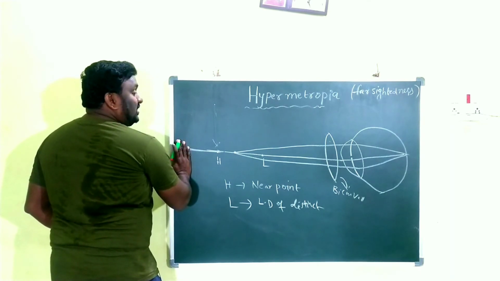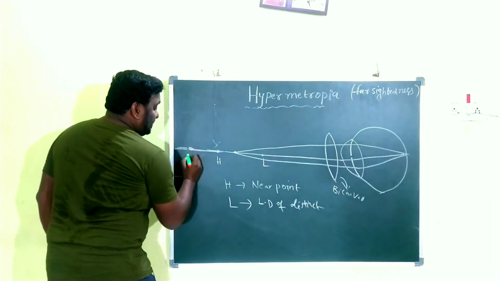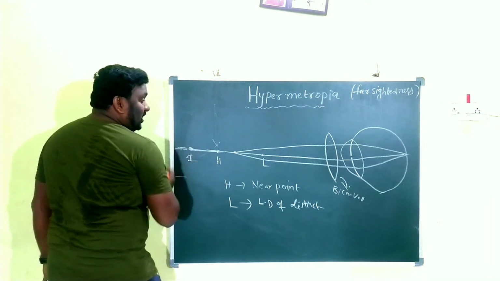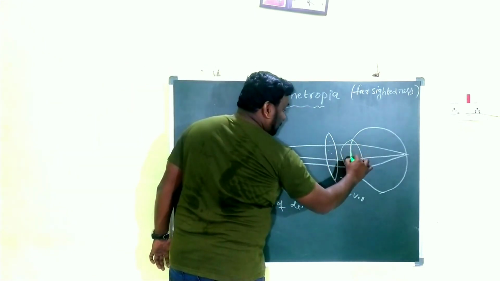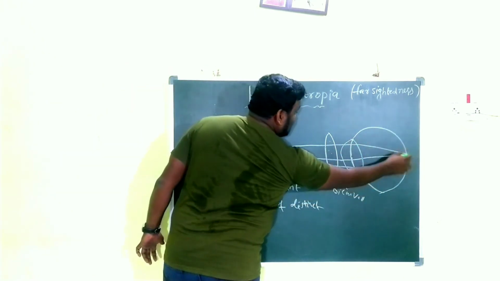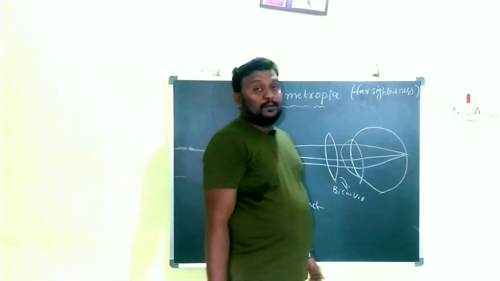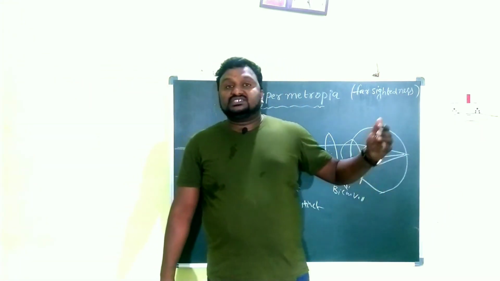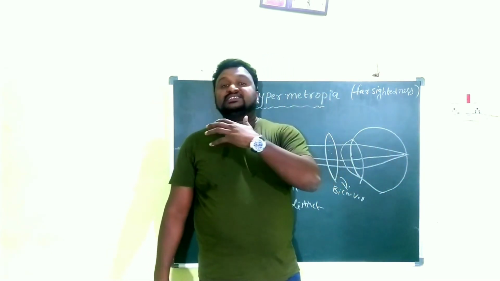This image can act as the object. For example, here I am showing this is I. I is what? The image of this lens. It can form the image again by the eye lens on the retina. On the retina. So this is a symbol, children, very simple. So this is about hypermetropia and its correction.